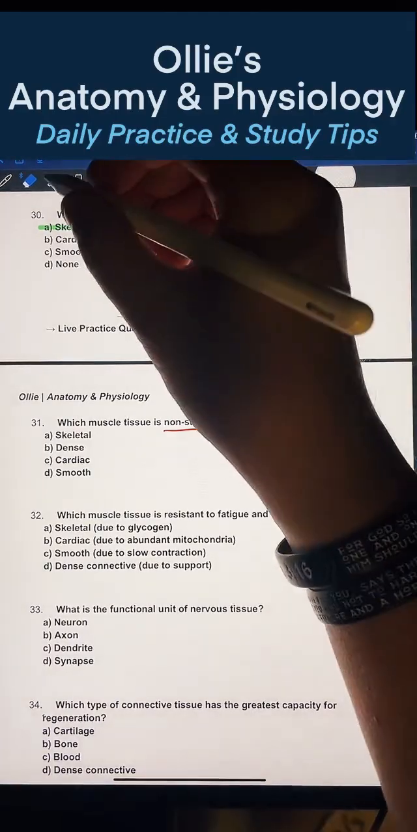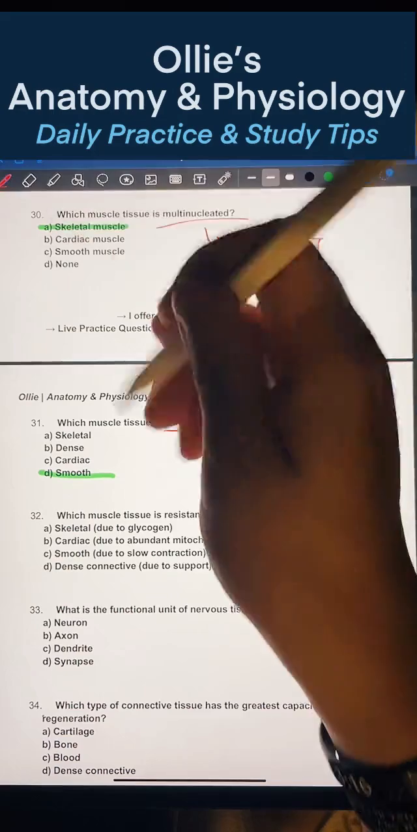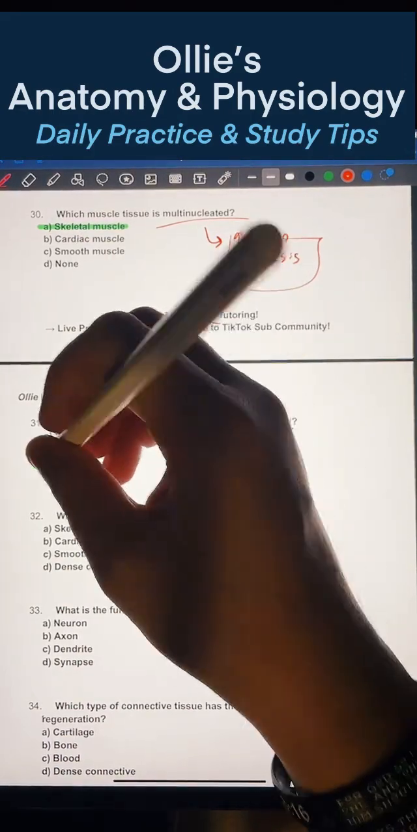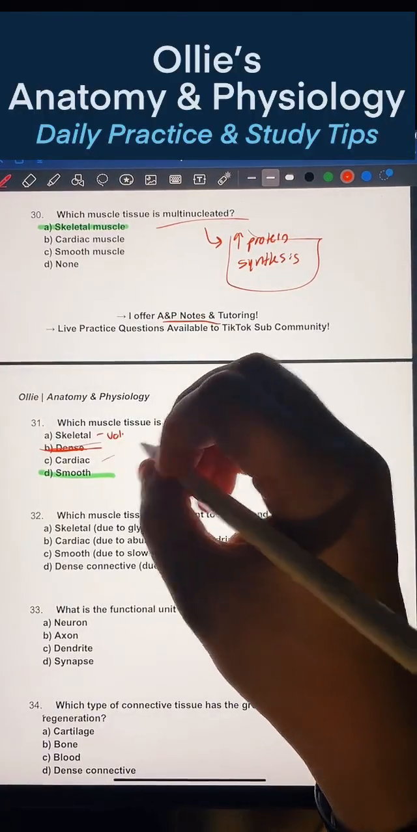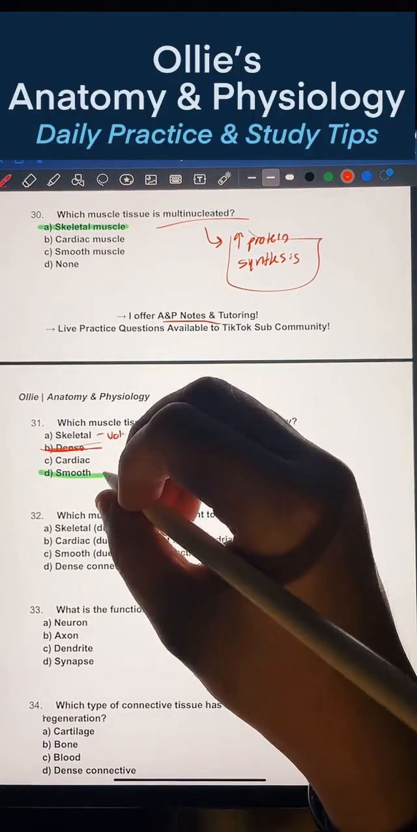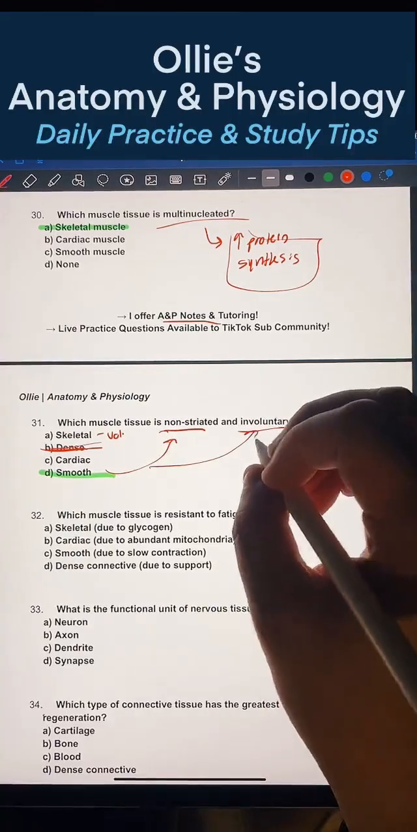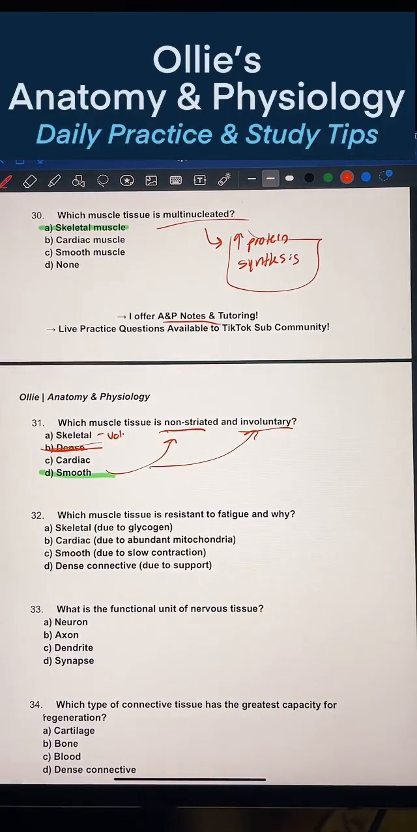The answer here is going to be smooth. So like we mentioned, skeletal is voluntary. Cardiac is not involuntary, but it is striated. Smooth is non-striated, and it is involuntary, because smooth muscle lacks striations and contracts involuntarily to help things like your intestines, blood vessels, and bladder.